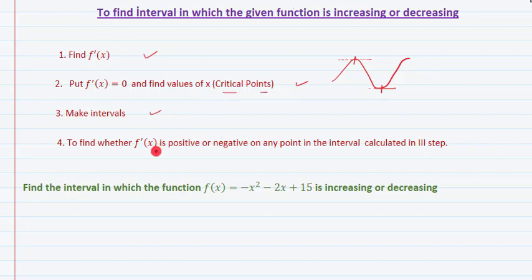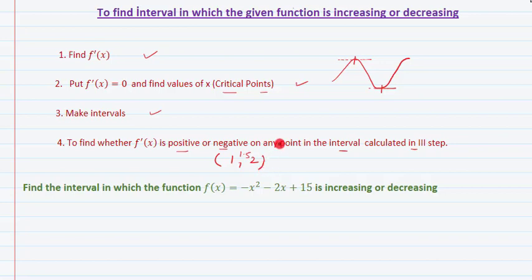Next is to find whether f dash x is positive or negative at any point in the intervals calculated in the third step. Suppose we have one of the intervals as 1, 2. Then we take any point in between, let us take 1.5. This 1.5 we put in f dash x, and if f dash x is positive, then the function is increasing in the interval, and if f dash x at 1.5 is negative, then the function is decreasing in the interval 1, 2.